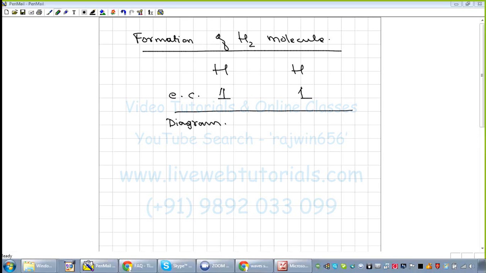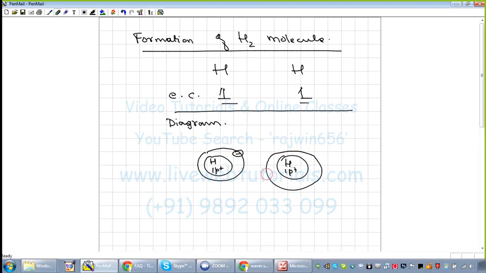Okay, now we have formation of hydrogen molecule. Here the electronic configuration of both the hydrogen atoms will be one electron only. Okay, now this is the nucleus of hydrogen atom, inside which there will be only one proton and there will be one electron. This is your second hydrogen atom, inside the nucleus one proton, and this will be one single electron.